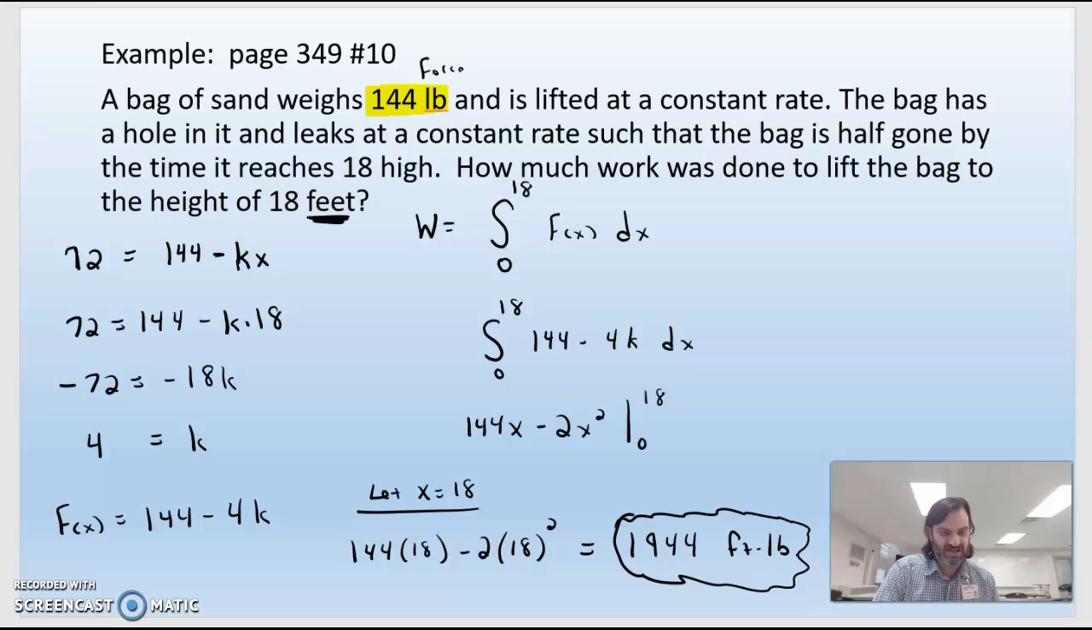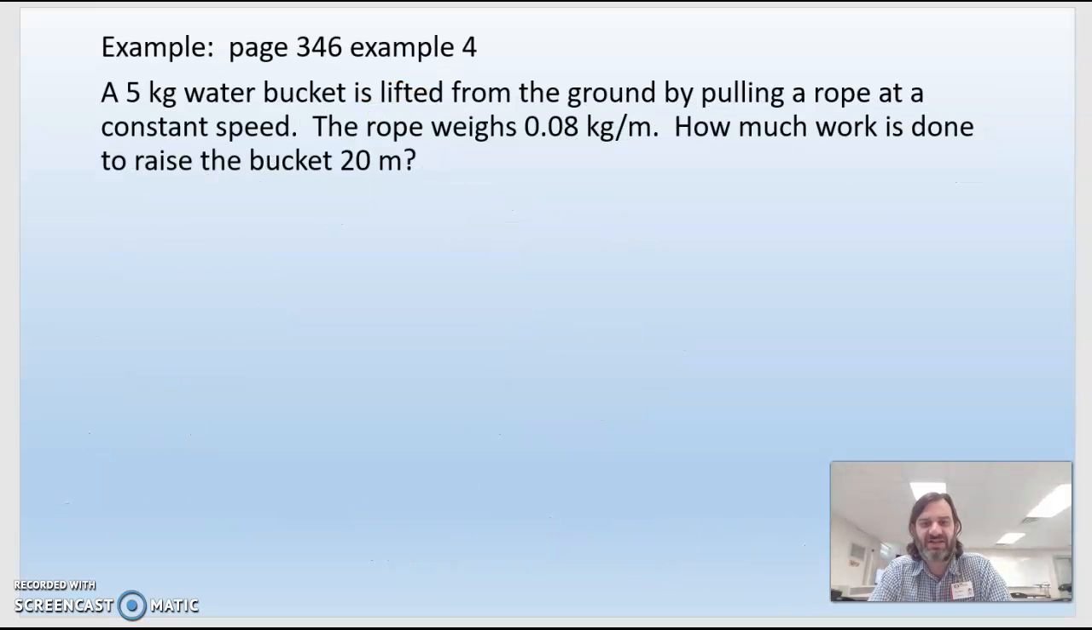So there's that example. Let's move on to another one. This is an example that's actually worked out in the book. It's example 4. It says a 5 kilogram water bucket. Now that is mass. Kilograms means mass, so that's not a force yet.